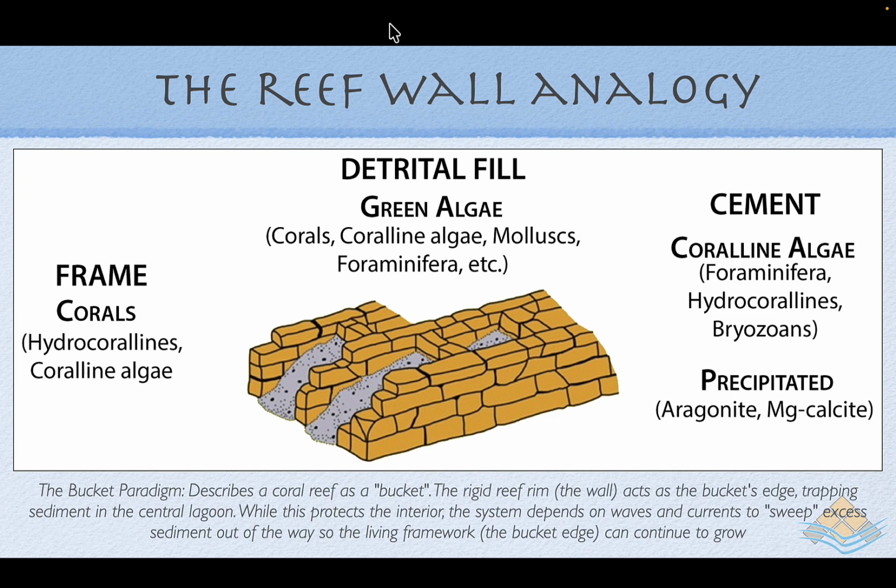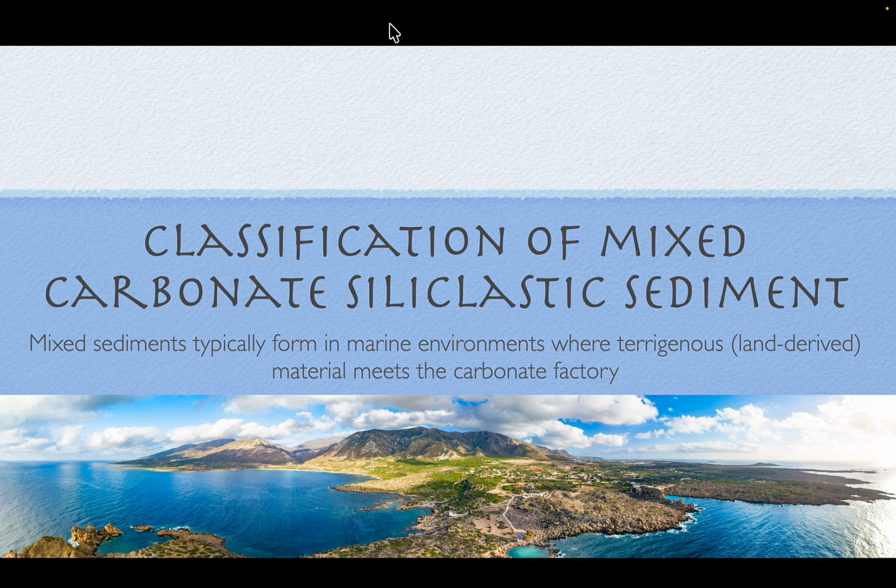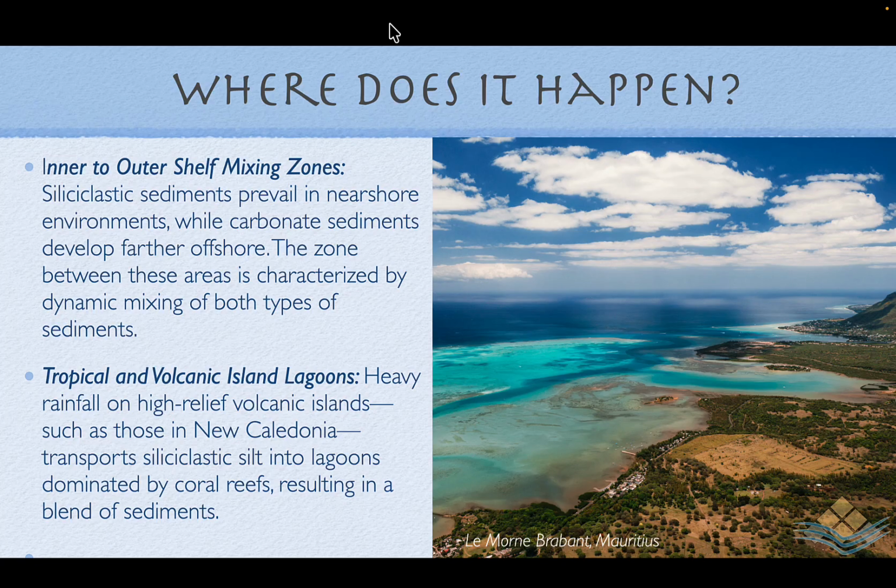Finally, to finish off this general discussion of the reef, let's consider environments where we have mixed carbonate siliciclastic sediments, where we have in proximity terrigenous or land-derived materials coming up against our carbonate factory. This tends to happen in places like inner to outer shelf mixing zones, where siliciclastic sediments are prevailing in the nearshore environments, while further offshore we get our carbonates. And then we get a zone in between those two, as we see here with the siliciclastic shoreline and the offshore reef, a zone in between where we get a mixing of siliciclastic and carbonate sediments.